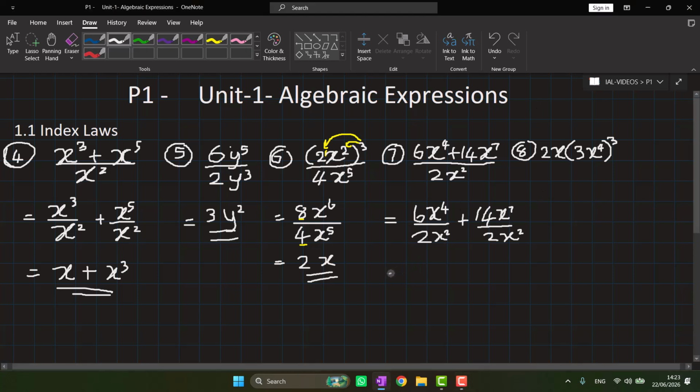Then you can simplify each fraction. 6 divided by 2 is 3, x to the 4 divided by x to the 2, 4 minus 2 is x to the 2. So you can write 3x squared, plus 14 divided by 2 is 7. x to the 7 divided by x to the 2 means 7 minus 2, which is x to the 5. That's the answer.